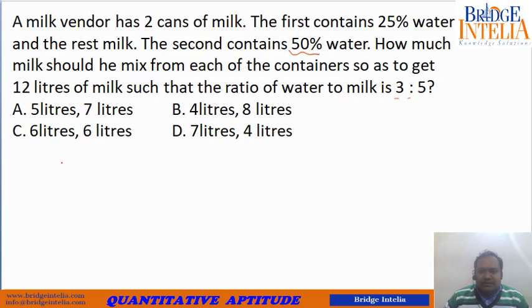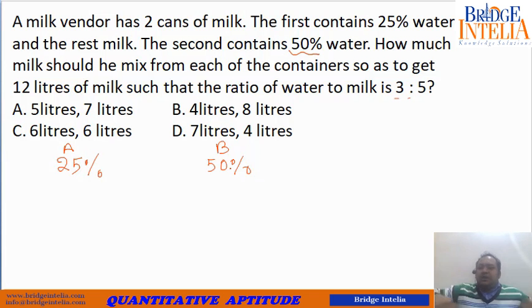So 2 different milk solutions. Let's call them A and B. So A is 25% concentrated, B is 50% concentrated. You want to mix them. So what is the motive? Why are you mixing these 2 solutions? The motive is to come up with a new solution in which water and milk are in the ratio 3:5. So water and milk in the ratio 3:5.